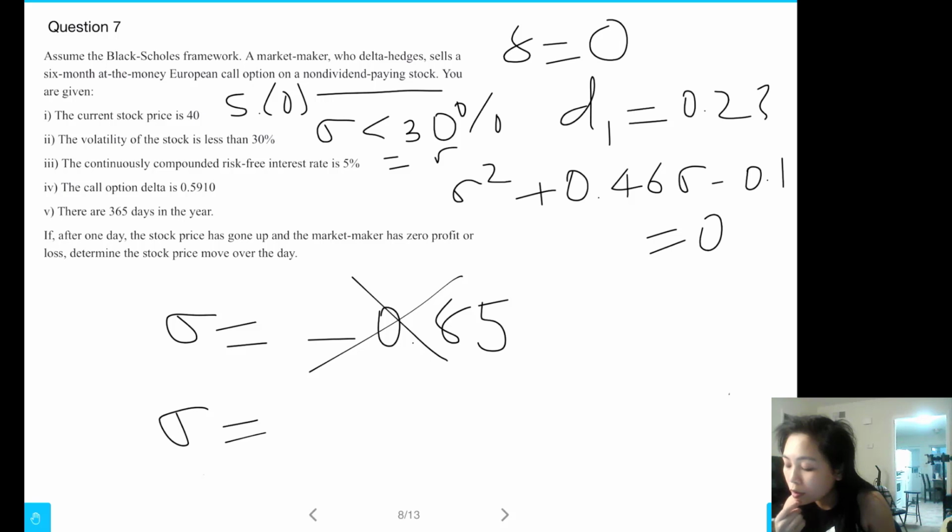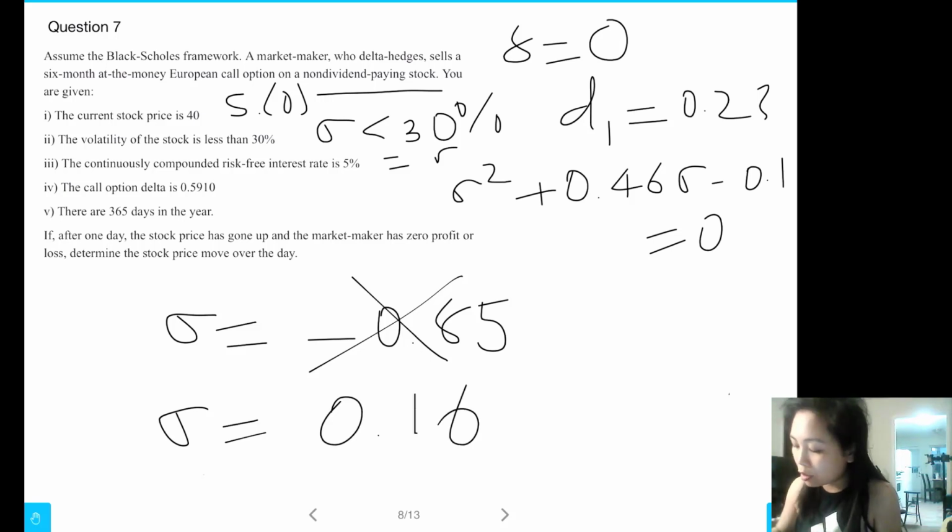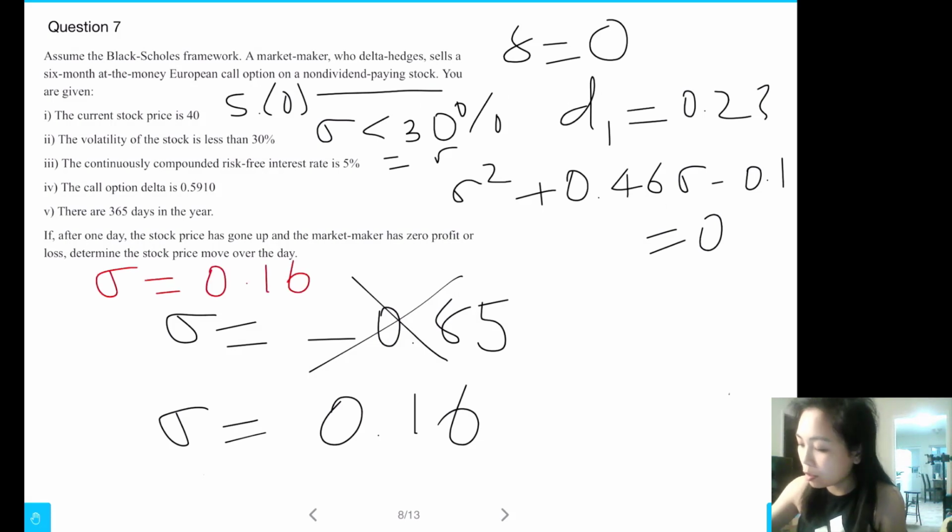Let's see, 0.46 sigma. It should be 0.15, and it's less than 30%. So this is sigma, right? So sigma is, I'm gonna change color, so I got sigma is 0.16, right? 0.16. Now I'm gonna erase the board again.